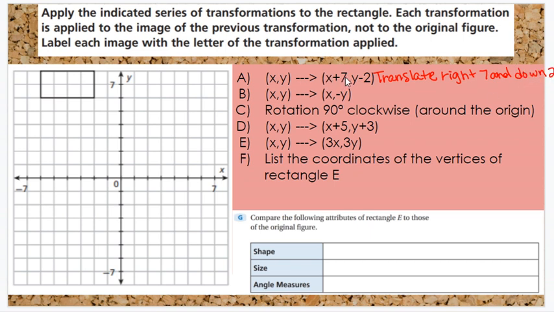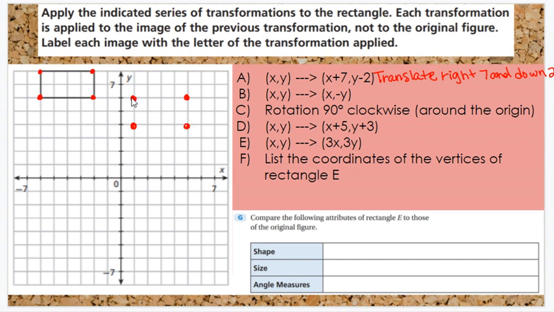So I'm going to take each of my points and go right 7 and down 2. I'm going to start with this first one over here, and go right 7: 1, 2, 3, 4, 5, 6, 7, and down 2: 1, 2. There's my new coordinate. Now this one: right 7, 1, 2, 3, 4, 5, 6, 7, and down 2. Same thing again, right 7, down 2. And my fourth corner, right 7, down 2.